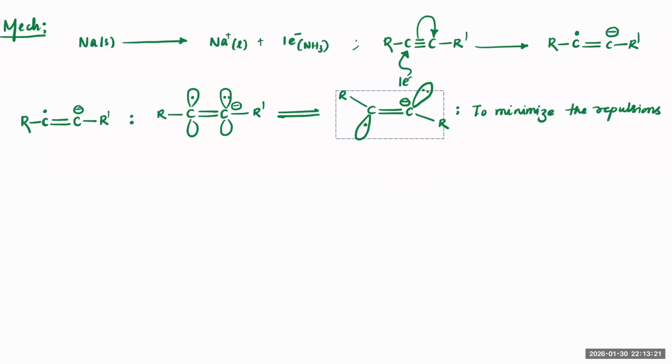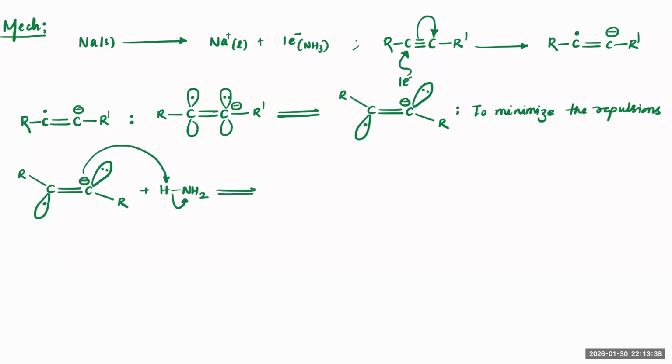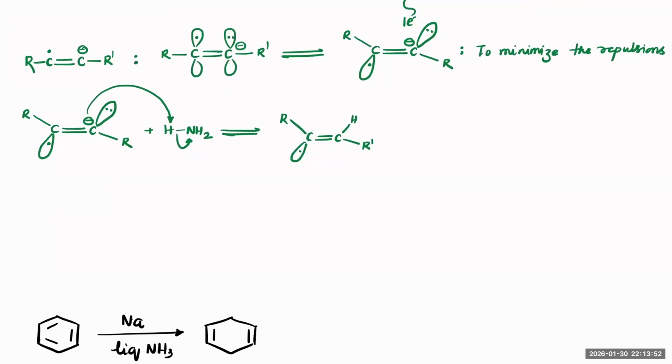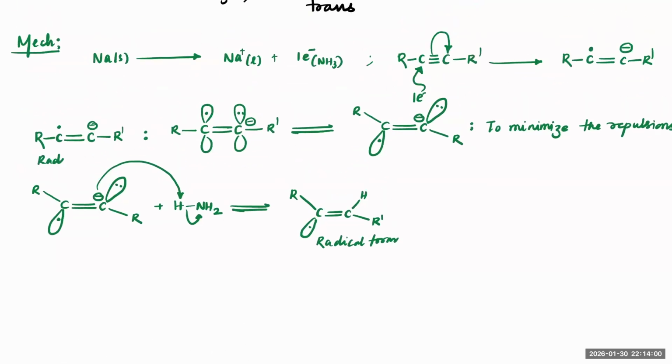Once the electron repulsions are minimized, because it has a C minus, it will attract the protons present in ammonia. It will immediately take H plus from the solution and convert into RC with a single electron, double bond to CH and R'. So now it has a radical. Earlier this was a radical anion form.